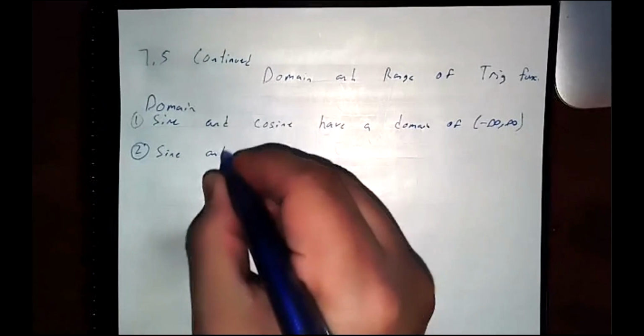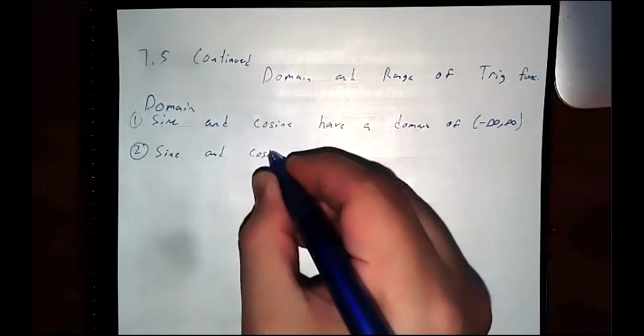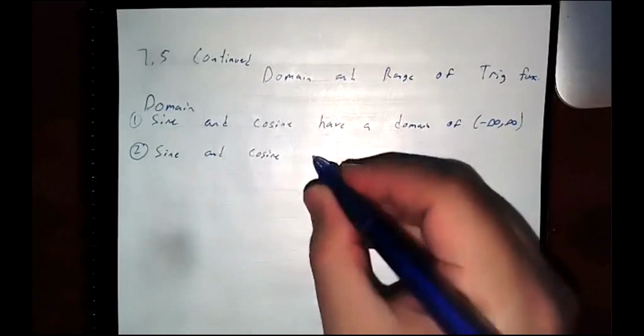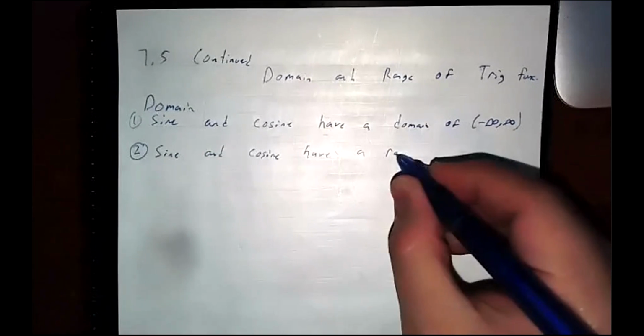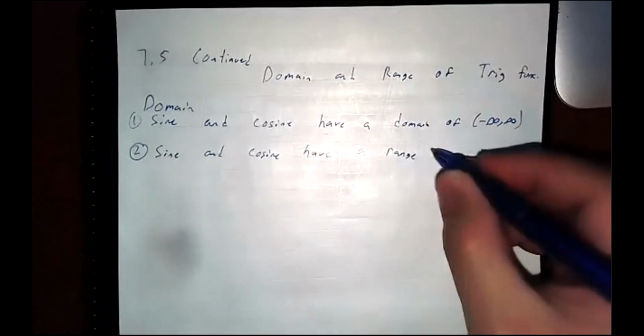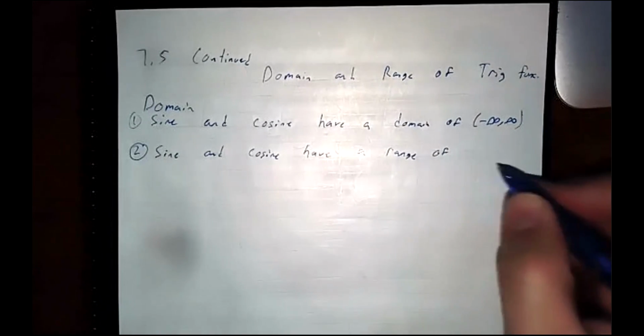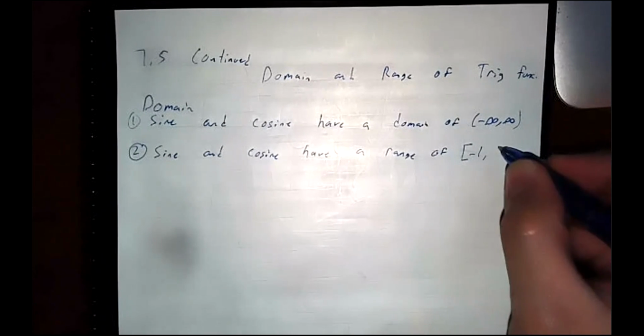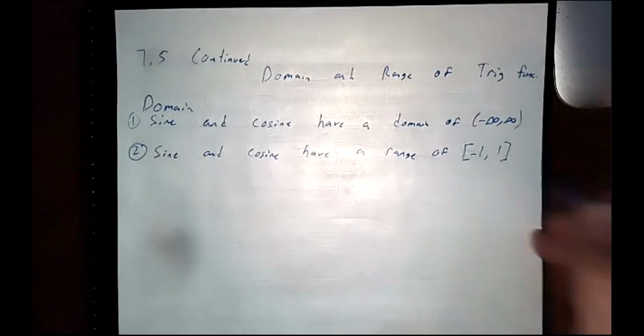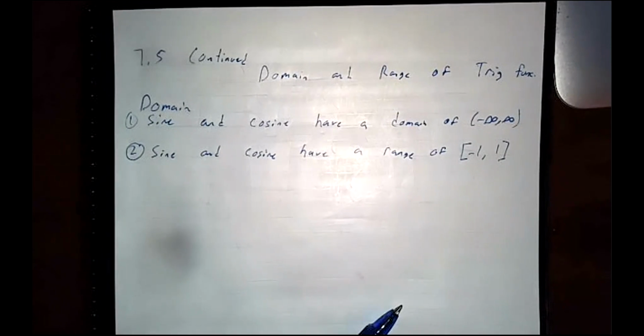Number two, sine and cosine have a range, and you notice that they peak at a specific value, right? -1 is the lowest it ever goes, and 1 is the highest it ever goes.